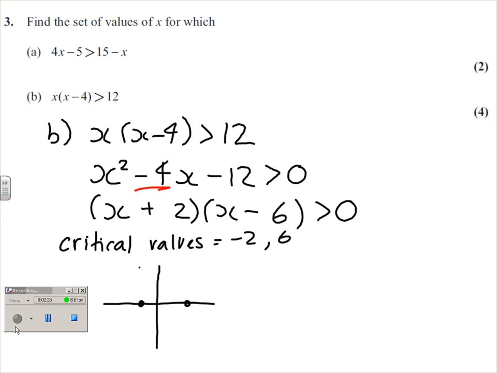Oh, parabolas are funny graphs. Excellent. Label the graph minus 2 and 6. It's not difficult to sketch the graph.